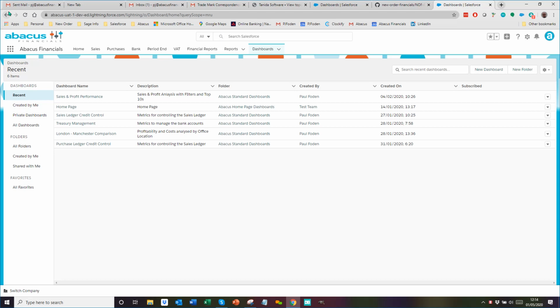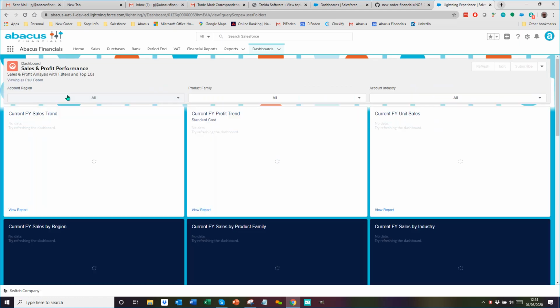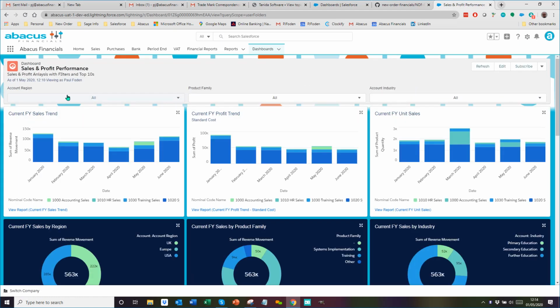Dashboards bring the numbers to life and should be the starting point when you're designing your chart of accounts and the analysis codes. Let's look at the sales and profit performance first. Now, this dashboard contains 18 separate reports, and we've got three filters on here. We can filter by region, by product family, or by industry.